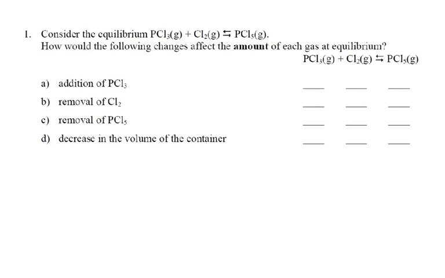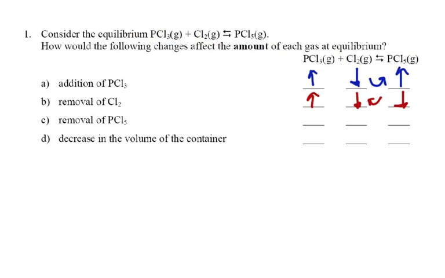For A, addition of PCl3, there's too much PCl3, so it's going to shift to the right. Because I've added this, this goes up. Now the other two follow the arrow, so this goes down, this goes up. Removal of Cl2. I don't have enough Cl2, so we're going to shift to the left to make more of that. Because I removed the Cl2, its amount goes down, and the other two follow my scoopy arrow, so the backside is down and this guy is up.